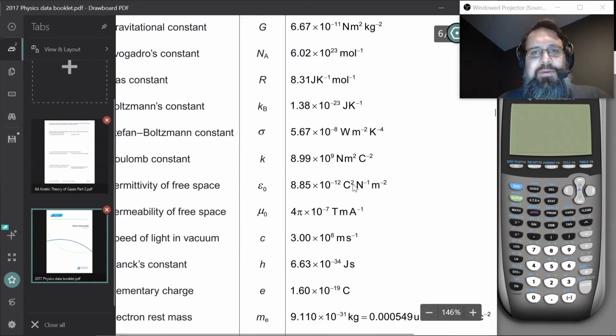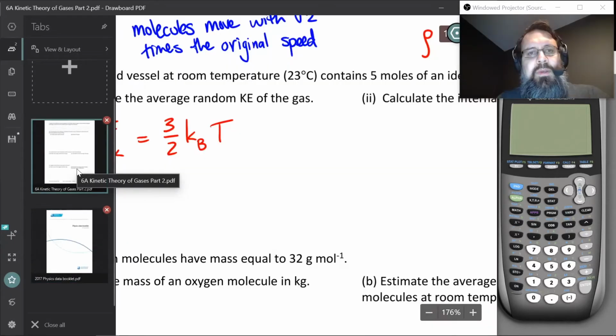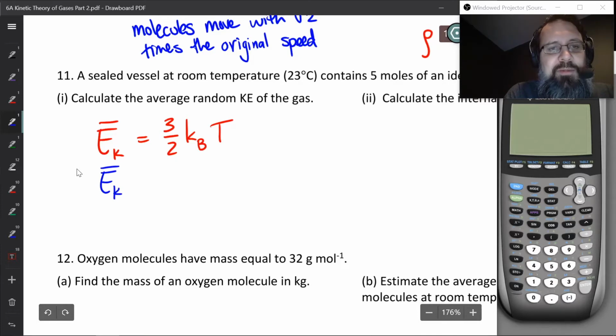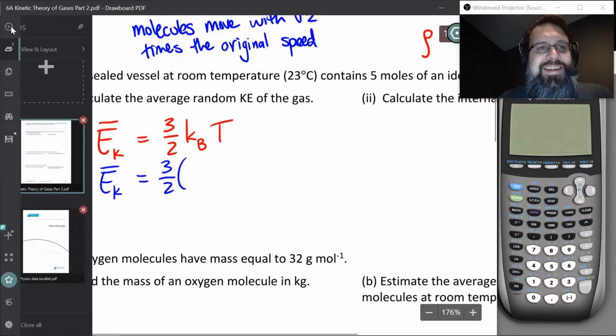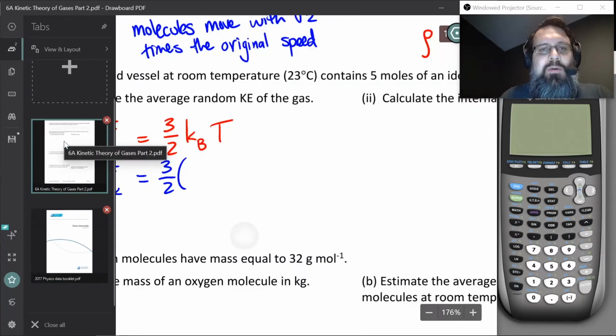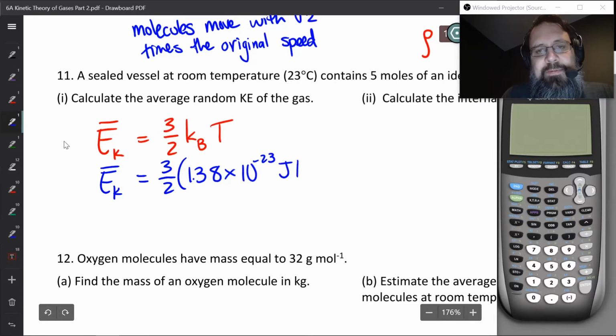I've got that out here right now. Here's Boltzmann's constant, k sub B, and it is 1.38 times 10 to the negative 23 joules per Kelvin. So the average random kinetic energy will be 3/2 times Boltzmann's constant, 1.38 times 10 to the negative 23 joules per Kelvin.